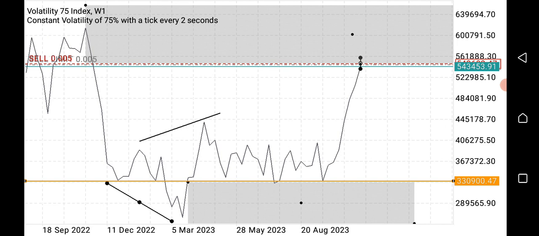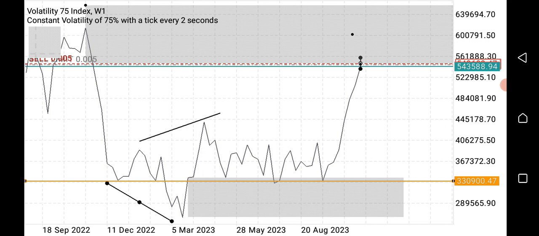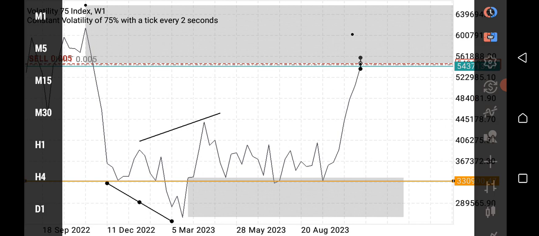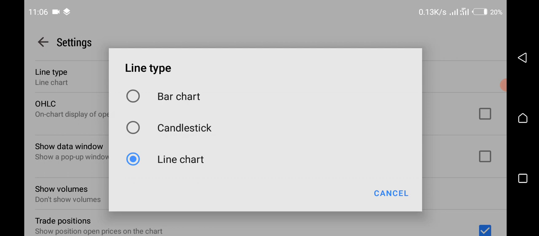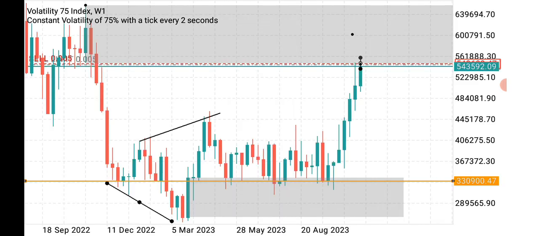So that's it. So don't worry about the zone. I think my screen is shifting. So I'm going to change it back to the candle pattern, I mean the candlestick.